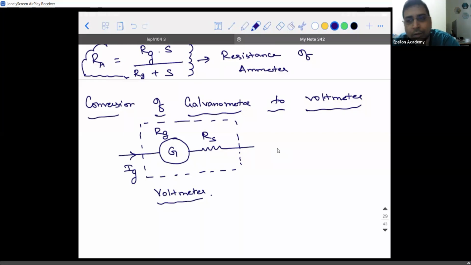So are you able to understand? So resistance of the galvanometer plus the series resistor that you have connected, the whole combination is what we can call a voltmeter.